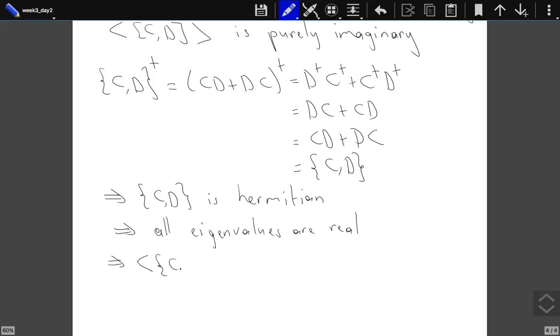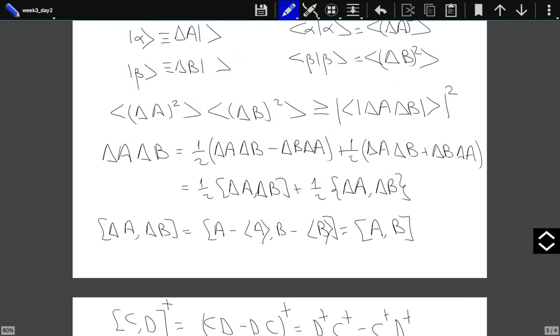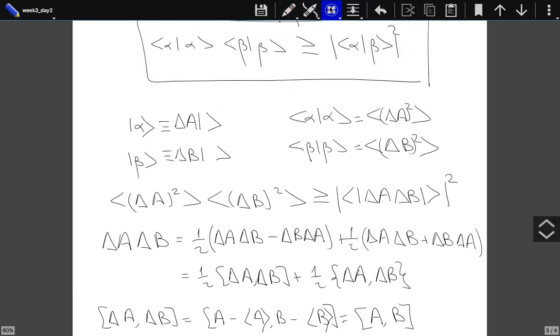But we know that Hermitian operators have all real eigenvalues. So in any state, the expectation value of this anti-commutator, or its average in that state, is real. So what we had done is, if you have two Hermitian operators, their commutator will have a purely imaginary expectation value in any state. Their anti-commutator will have a purely real expectation value in any state. Now let's combine all these. Then it will probably make more sense why we are doing all this.